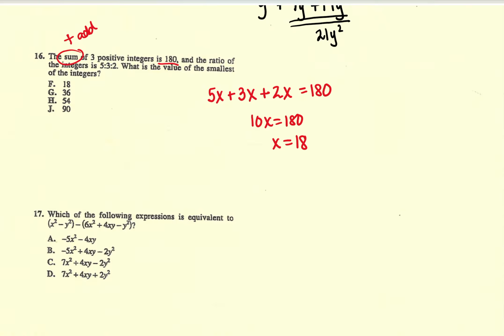Now, it wants the smallest number. So of these numbers right here, the one that's 2 times x is going to be the smallest. So you simply say 2 times x, or 2 times 18, and 36 is going to be your smallest number.